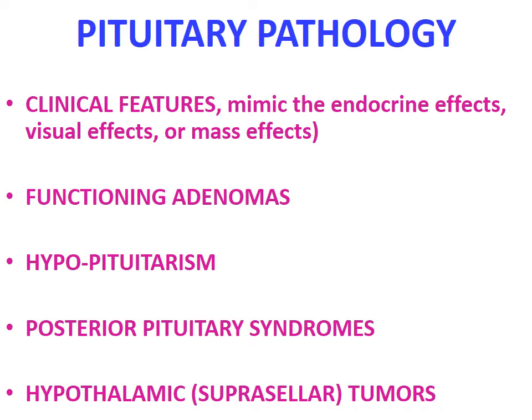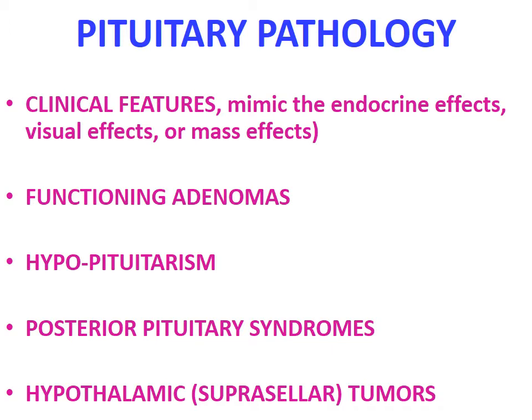If they are functional adenomas, the hormones they produce cause clinical manifestations due to excess of those hormones, and the patient can present with mass effects if it's a large pituitary adenoma that compresses the gland and the surrounding structures. When it compresses the optic nerves or the optic chiasm, it leads to visual effects like bitemporal hemianopia. So we are going to discuss the functioning adenomas and the manifestations due to excess of those hormones secreted by those pituitary adenomas.